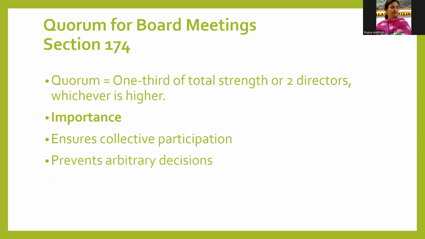Importance of this quorum is that it ensures collective participation. Everyone is participating, everyone is interested in the discussions and the decisions. That is the indication. It prevents arbitrary decisions. Otherwise, what happens if only a few members are present in the meeting, and if they are all like-minded, they will take one-sided decisions. Therefore, to avoid this kind of thing, more members should participate in the meeting.